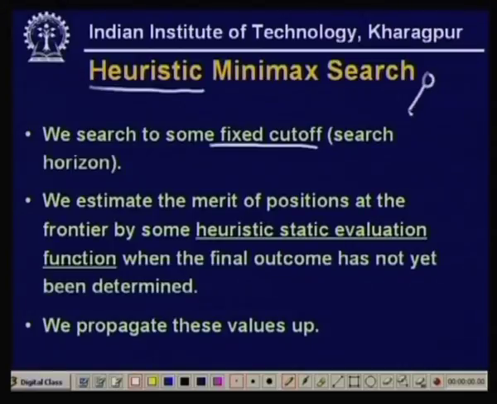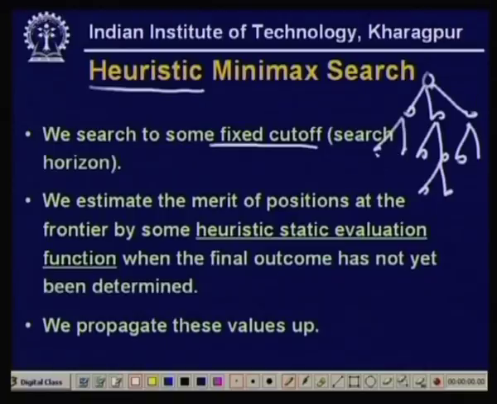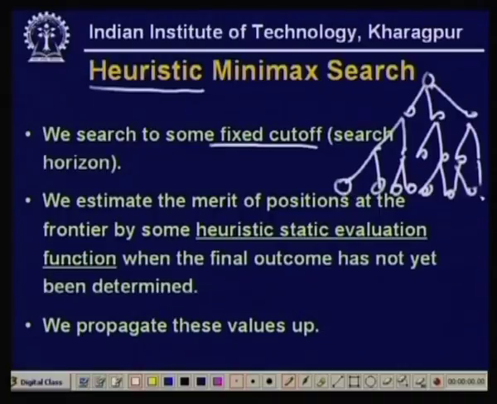And so, if we only expand the tree up to a limited depth, what will happen is that we will not reach the leaf nodes. And if we do not reach the leaf nodes at an intermediate position of, let us say, chess, we will not know whether it is a win for white or a win for black or a draw for both of them. So, we have to estimate at the intermediate position whether it is good for white or good for black. So, we estimate the merit of positions at the frontier of the search tree by some heuristic static evaluation function, because we do not yet know the final outcome.